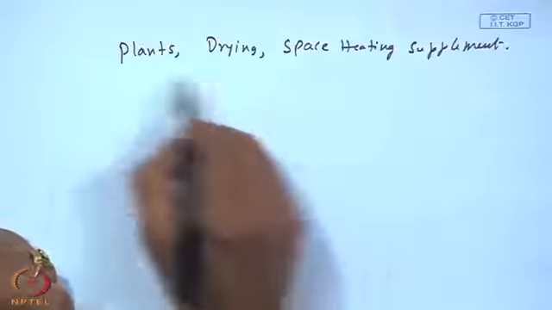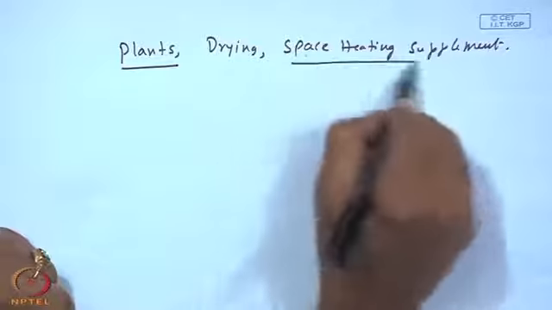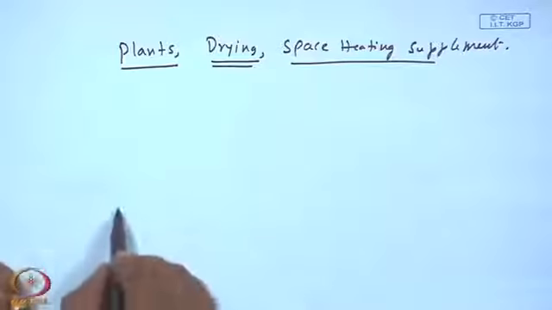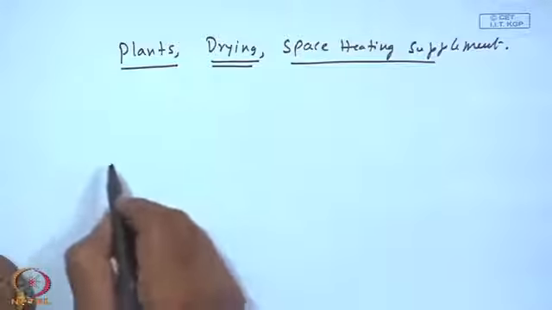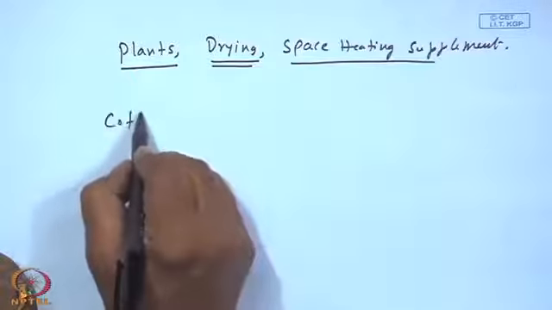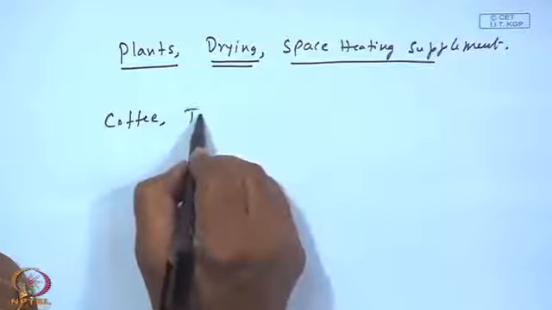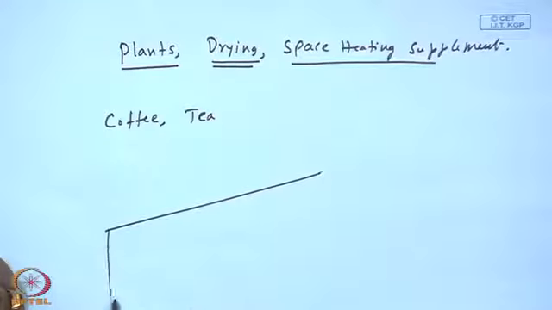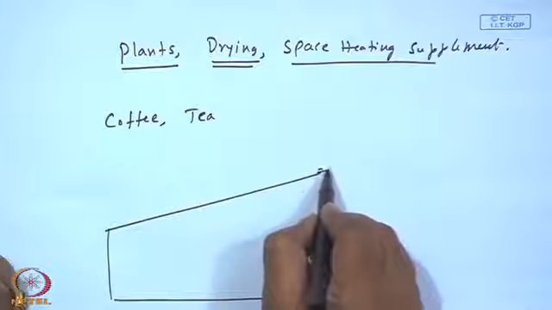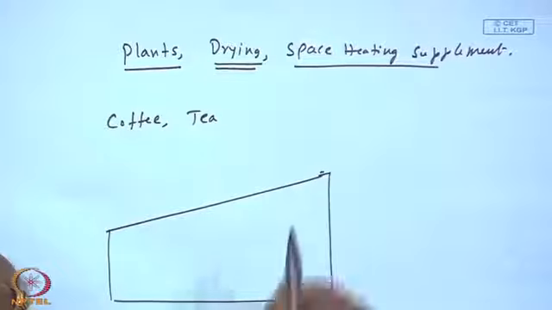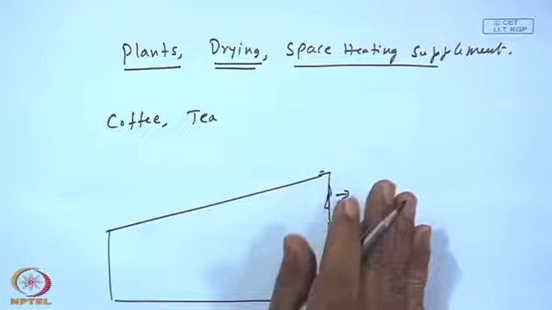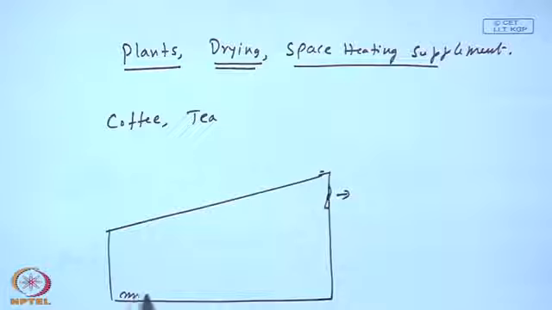Okay. So, plants we covered, space heating supplement also we have mentioned. What about this drying? In case you have, like coffee, for example, or even tea, if you have a greenhouse, and of course we shall use the fan to remove the hotter humid air, and there will be a layer of Arabica or Robusta coffee.